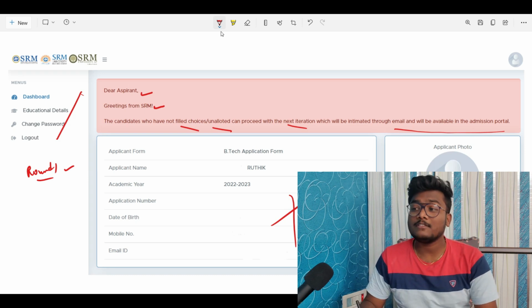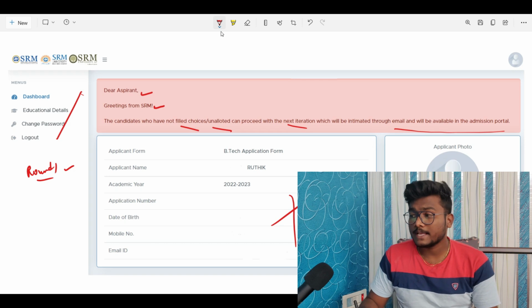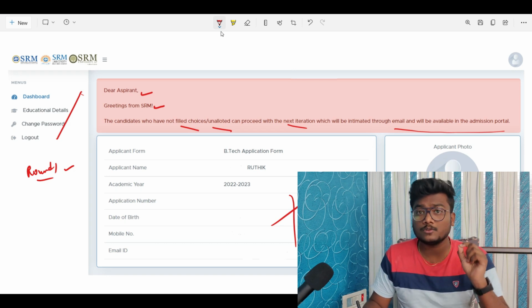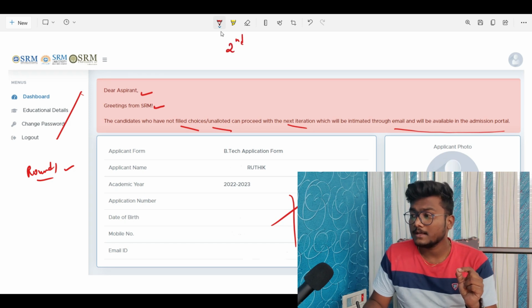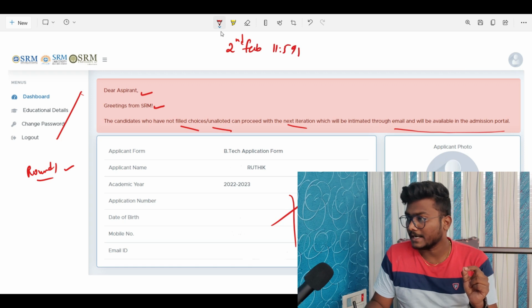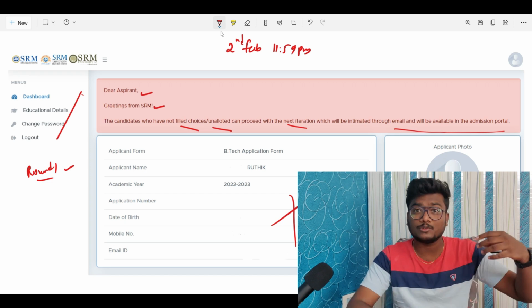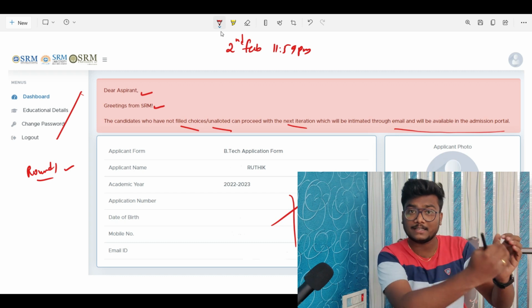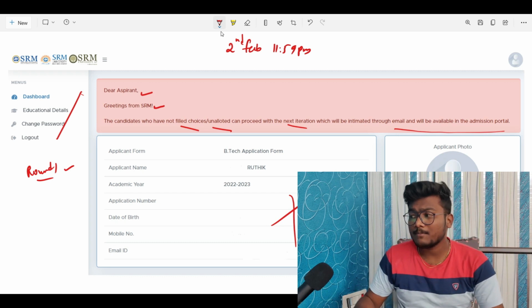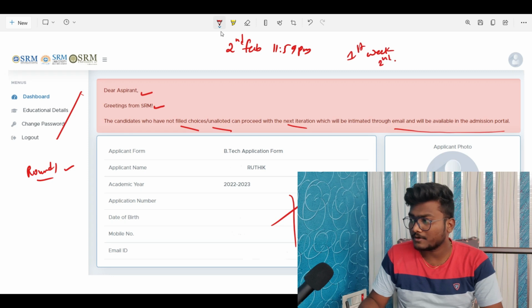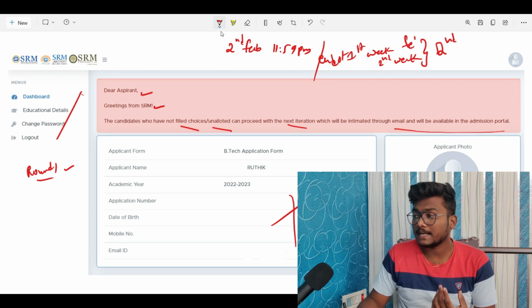And now you may ask me, when are they going to conduct this second round of counseling? So if you know the final date for round one, those who got allotted need to pay the fees by 2nd Feb, by 11:59 p.m. midnight. SRM needs to re-verify everything and see how many students accepted the seats and how many seats are left, meaning those who didn't choose any seat. They will verify and process all that data. Mostly I would say by the end of the first week or second week of February, you are going to have the second round of counseling. That's what I would say.